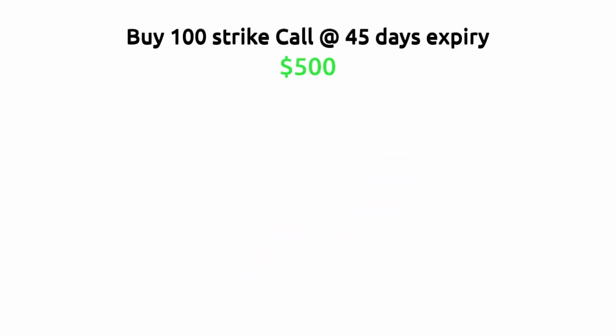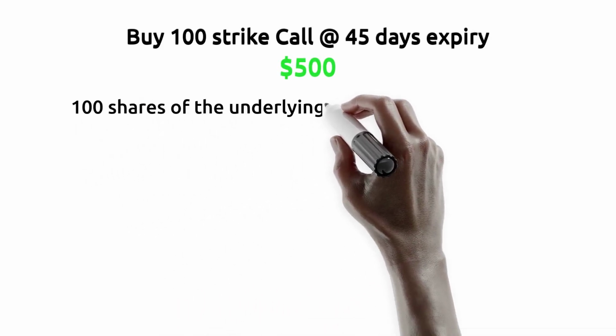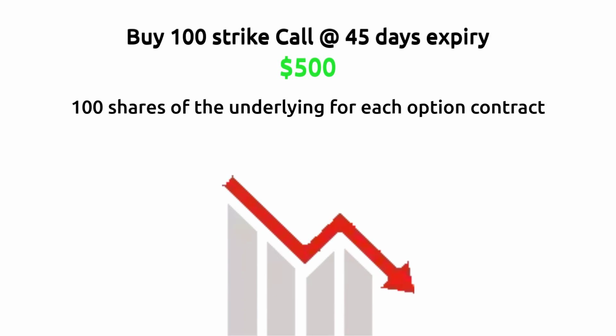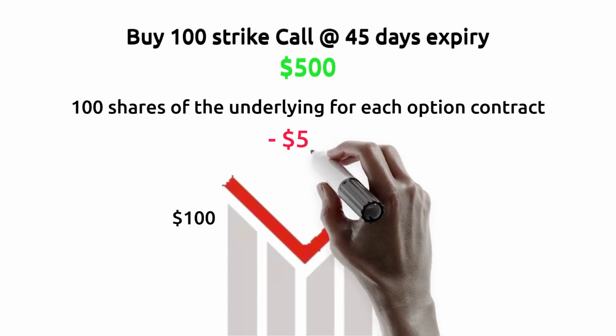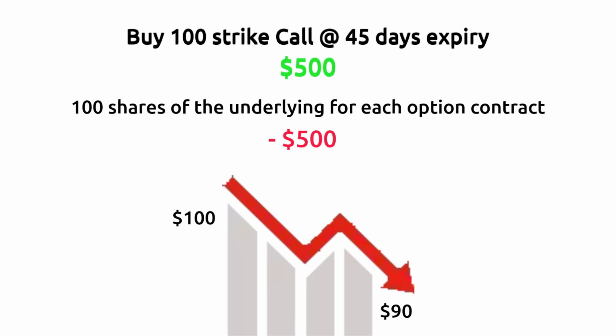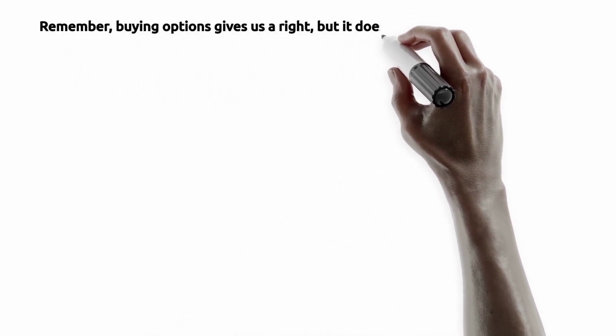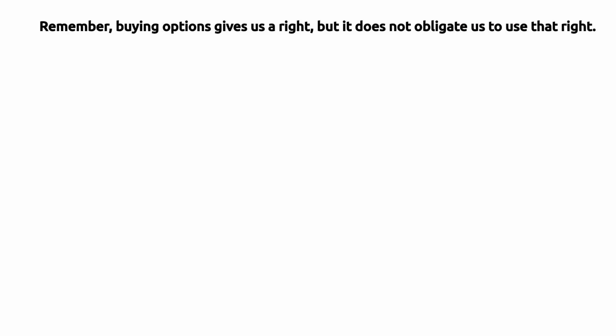Scenario number 2. In this example, the stock price moves down from $100 to $90 per share. Just as in the previous example, you purchased the $100 strike call option. This gives you the right to buy the stock at $100 per share. But why would anyone want to buy a stock at $100 when the current market price is only $90? No one would. Remember, buying options gives us a right, but it does not obligate us to use that right.